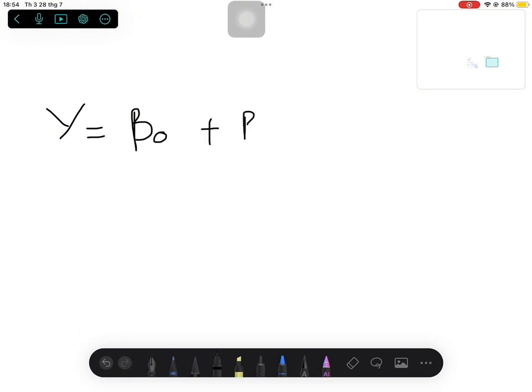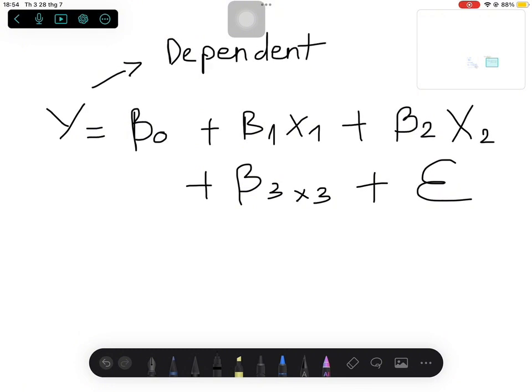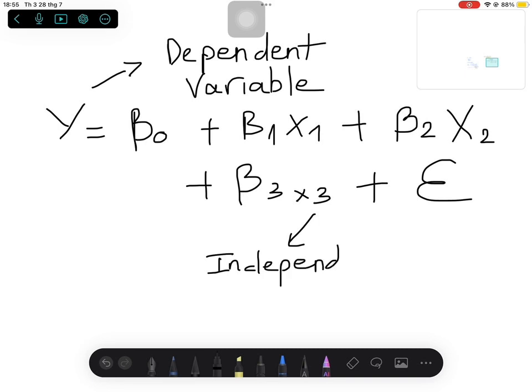Now let's formalize the idea. A multiple regression model looks like this. Y equals beta 0 plus beta 1 times x1 plus beta 2 times x2 plus beta 3 times x3 plus an error term. Don't let the equation intimidate you.